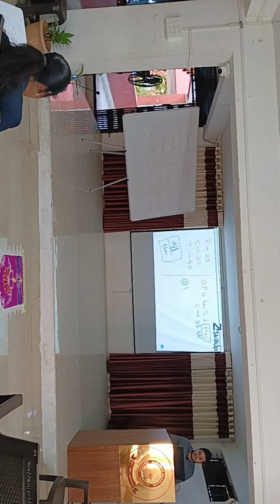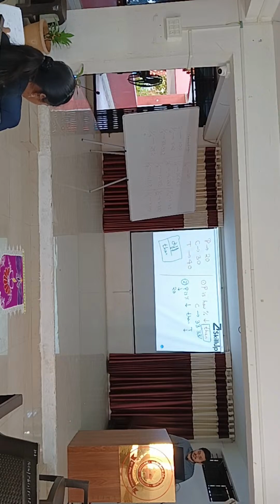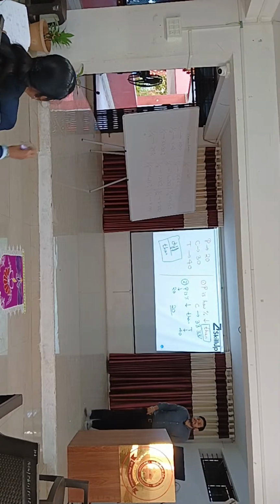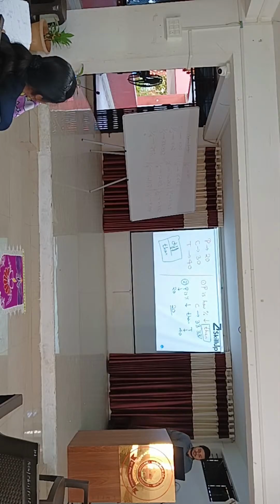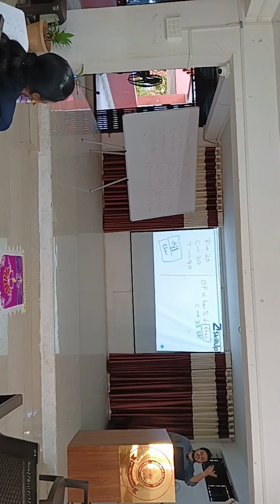Second one. P is how much percentage less than T? P value is 20. T value is 40. What is the difference? 20. Divided by 40, since T is compared with P. Again, divided by 40 into 100. 0 and 0 will get cancelled. 1 by 2. What is 1 by 2? 50%. So same thing. Formula is same. Only the values will keep on changing.